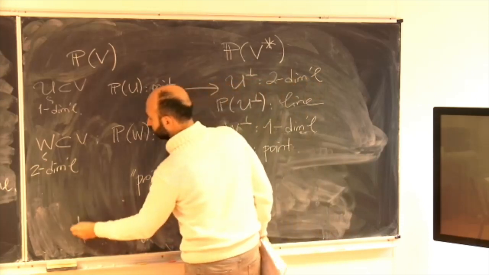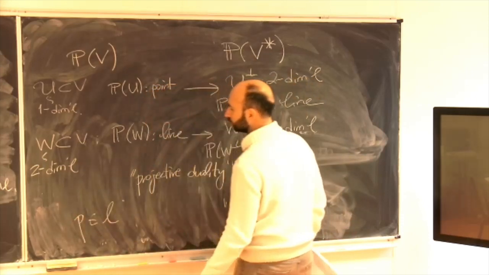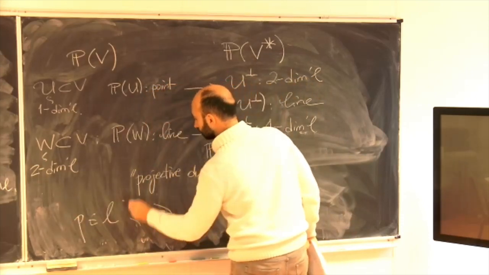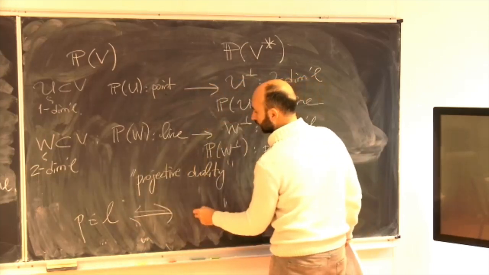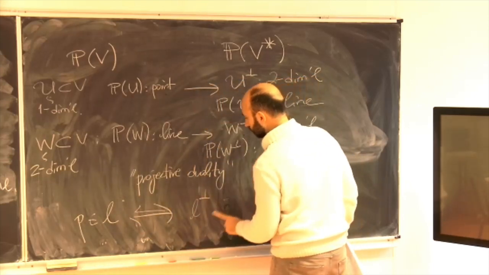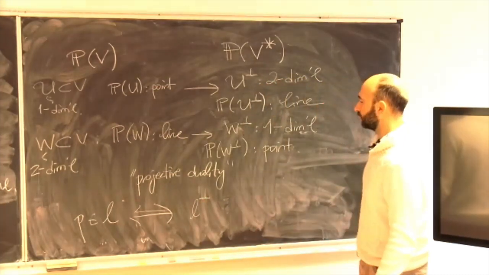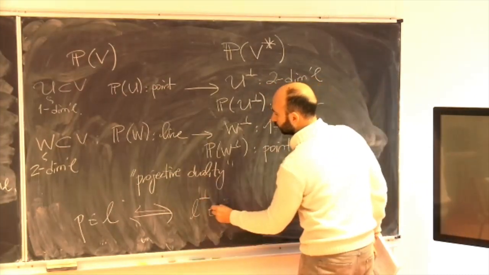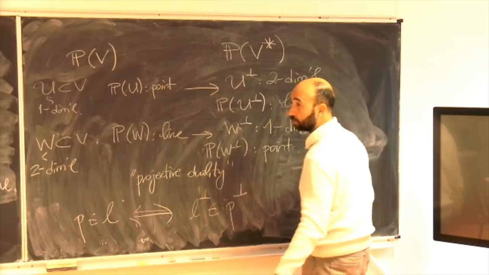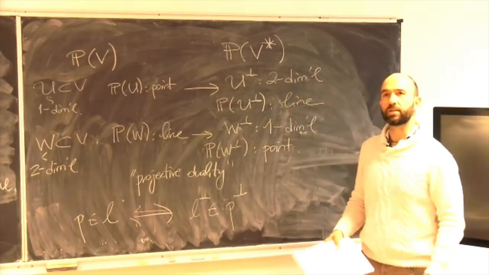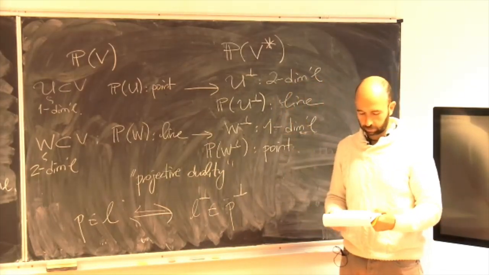Furthermore, if a point here is contained in some line, and this works both ways, then this L perp, which is the point here, will be contained in P perp. So incidences are preserved, but with a reversal.